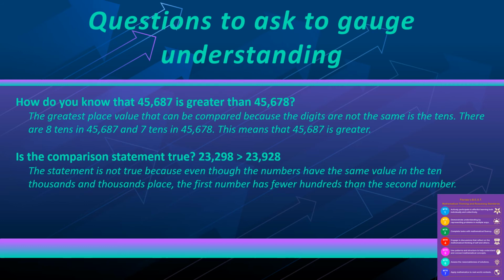Another possible question could be, is the comparison statement true? So having them determine if a statement is true or false. We could make connections back to place value discs, number lines, and just even place value language.